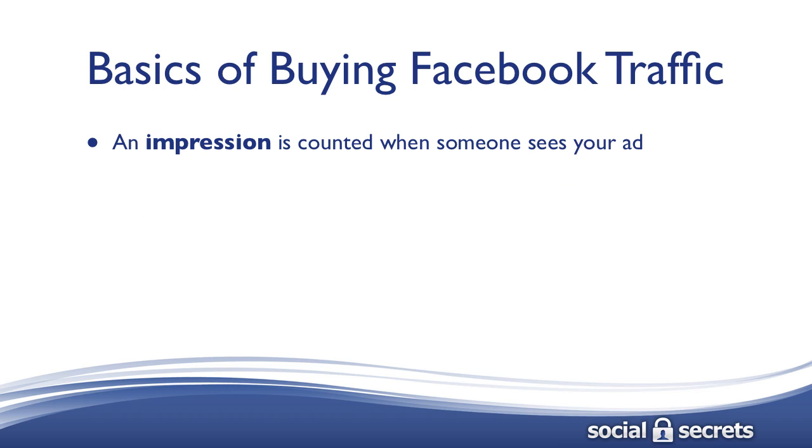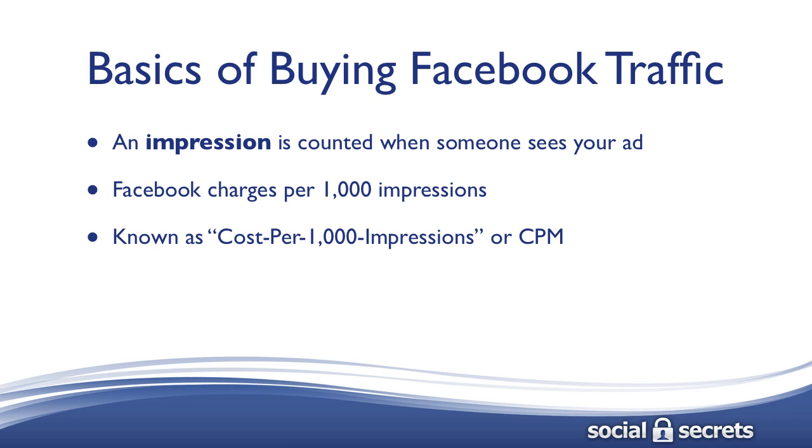An impression is counted when someone sees your ad. If you were the person being targeted, you're just sitting there checking different things out on Facebook, maybe a group, maybe a friend's profile, and you see an ad on the sidebar or on your news feed. You seeing that ad is considered an impression. Facebook charges per 1,000 impressions. This is standard in basic paid advertising. This is also known as cost per 1,000 impressions or CPM.